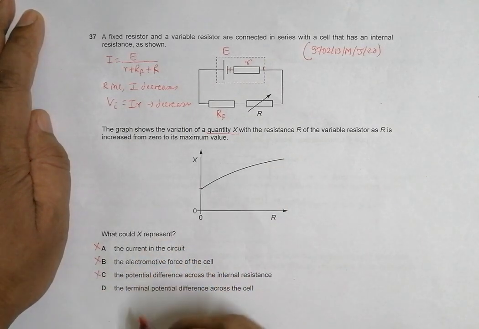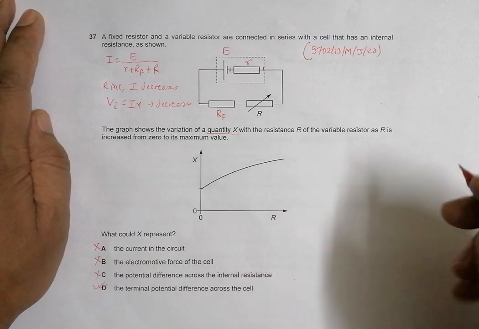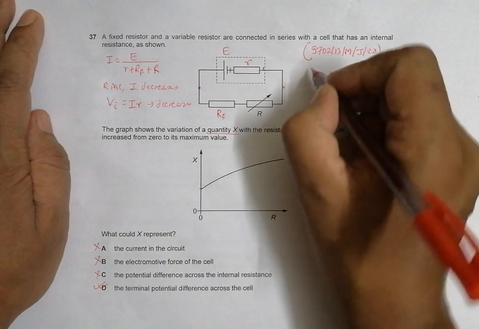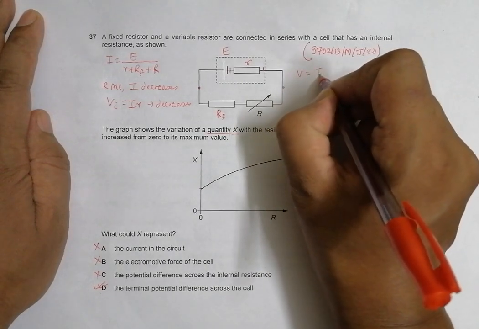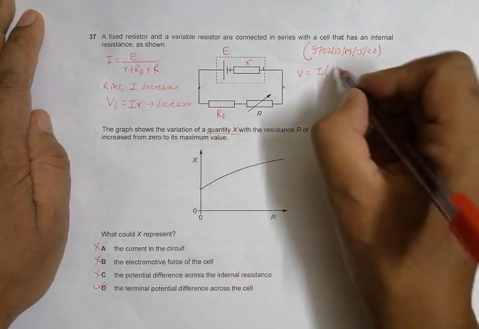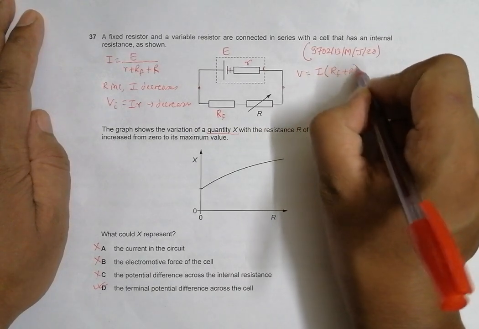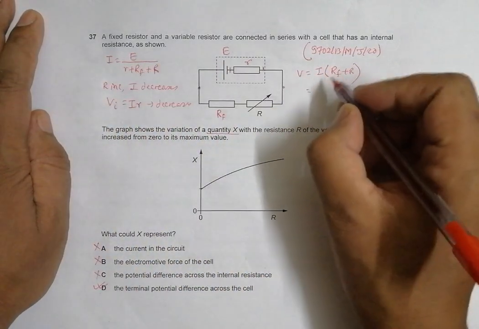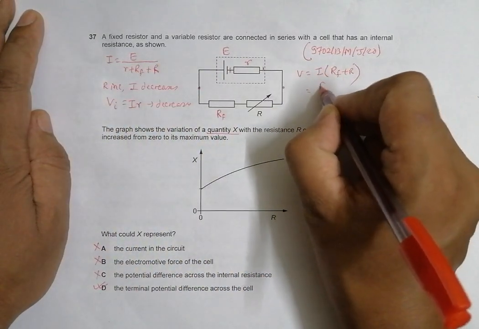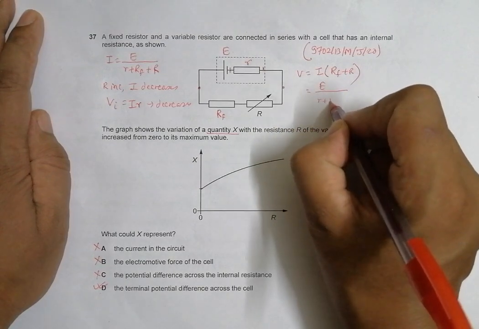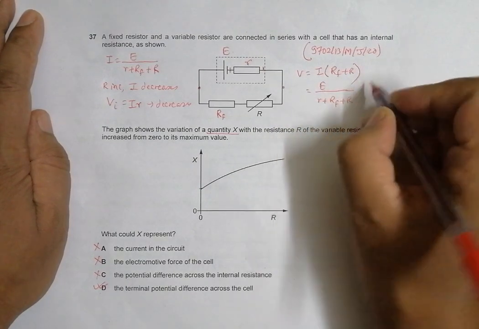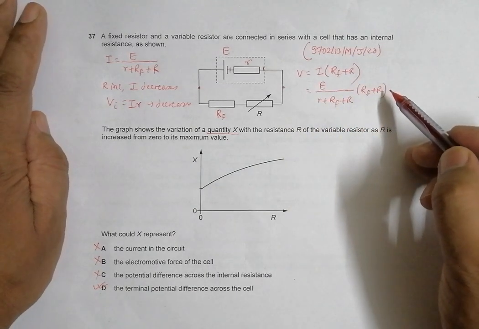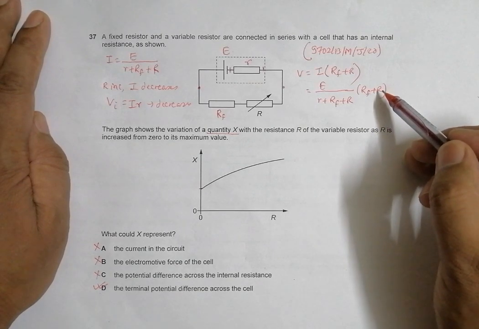Now the last option is D. So D should be correct. So we can see it like this. This is the terminal PD, V here. So V is equal to I into the resistance across here, which is RF plus R. I is equal to E by (R plus RF plus R), and then I have this RF plus R. So when R increases, what happens?